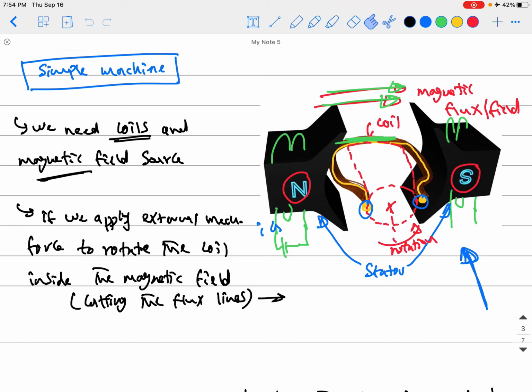So last time we started talking about the construction of a simple machine. We call this just a simple machine because we're talking about principles that can be applied to any kind of machine actually. But let me be more specific here, and I'm going to call this not just a simple machine, but a simple DC machine.